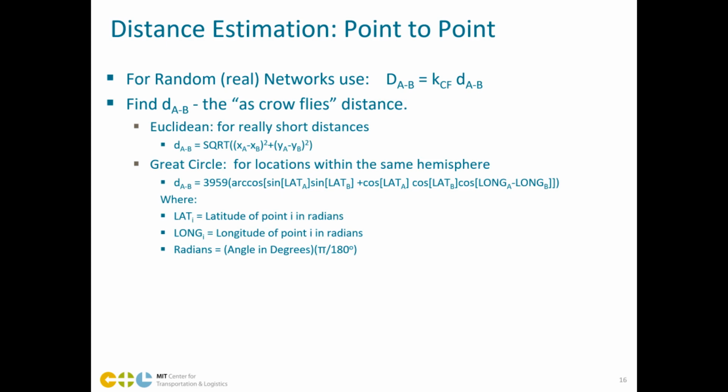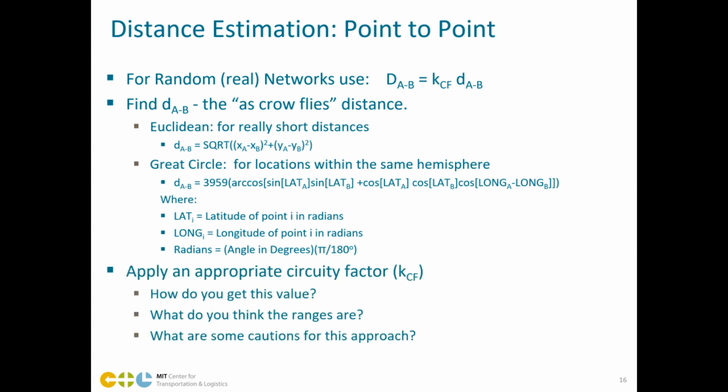So best to use in a spreadsheet. Wouldn't do it by hand too much. So what do I do with this? I find the direct distance, and then I'm going to modify it by this k factor.